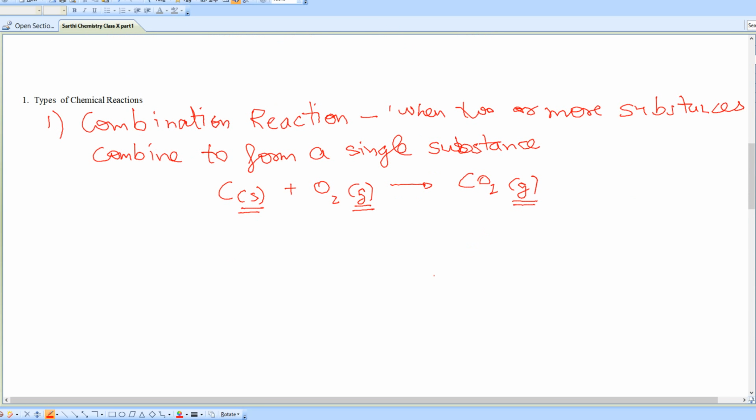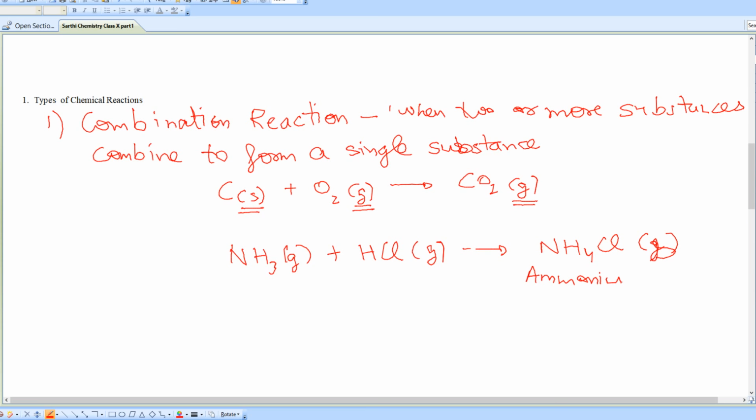Another combination reaction example can be NH3, ammonia gas, reacting with HCl, which is also in gaseous state, to form ammonium chloride. Now, this is a solid. We have a solid here. This is ammonium chloride.